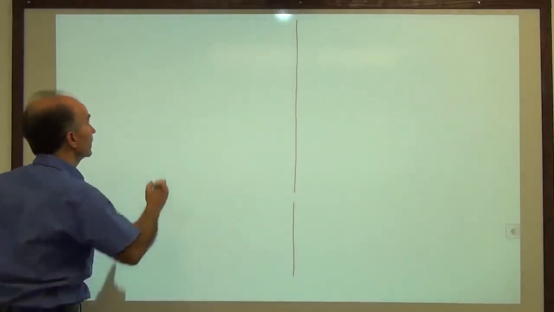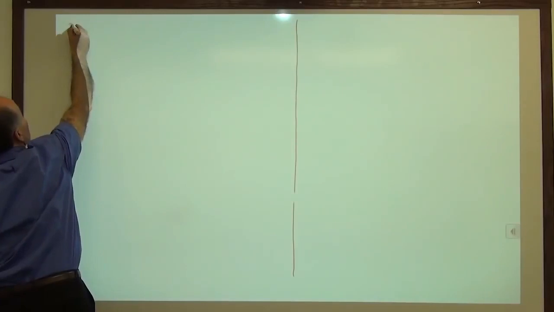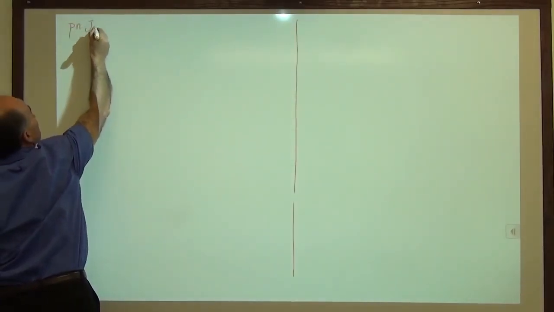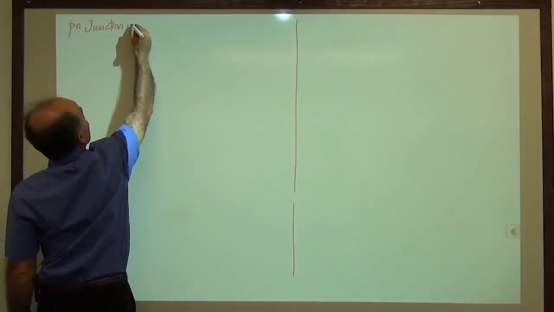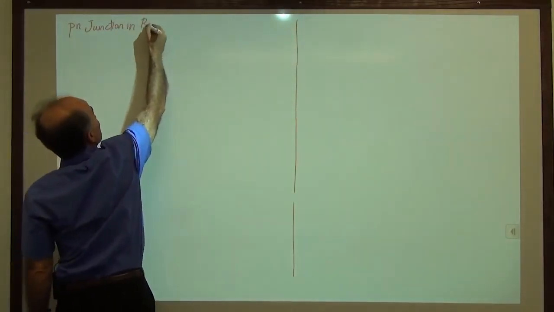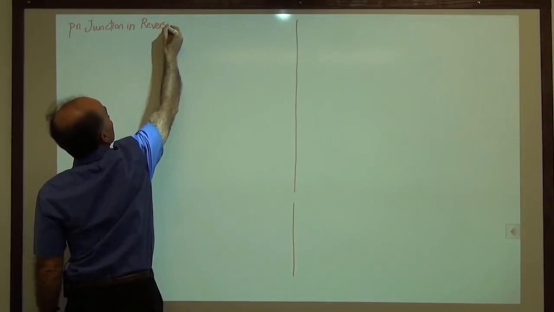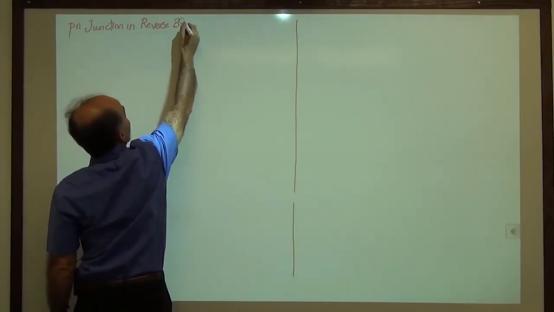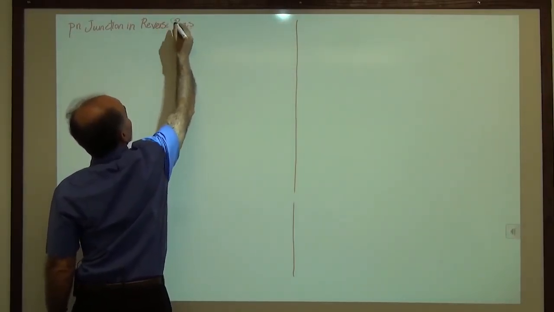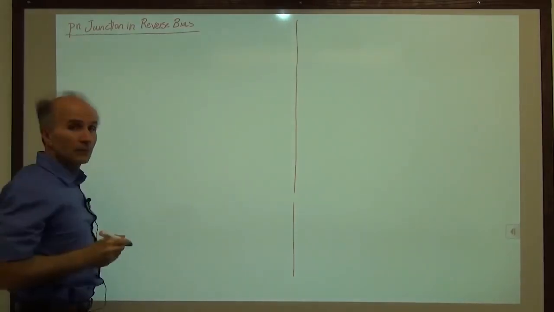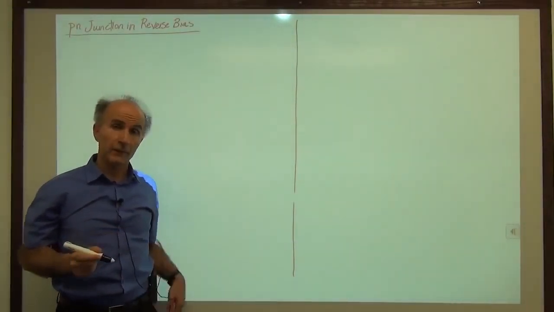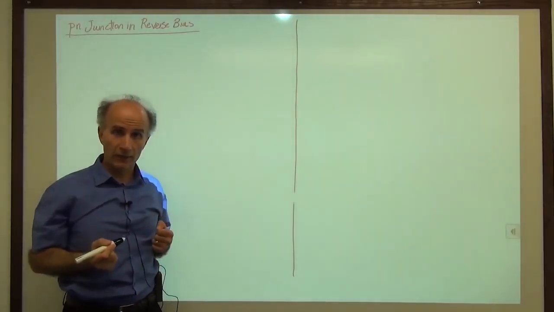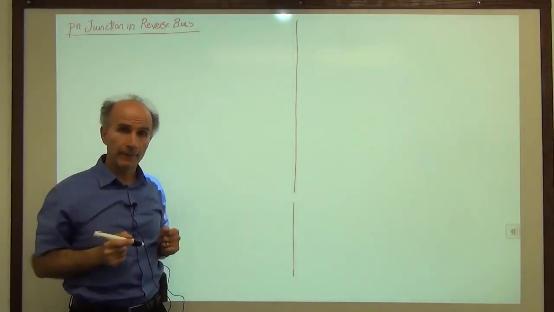Okay, so now we will study the p-n junction in reverse bias. And this time we actually apply something from outside to the junction. We don't leave it alone.